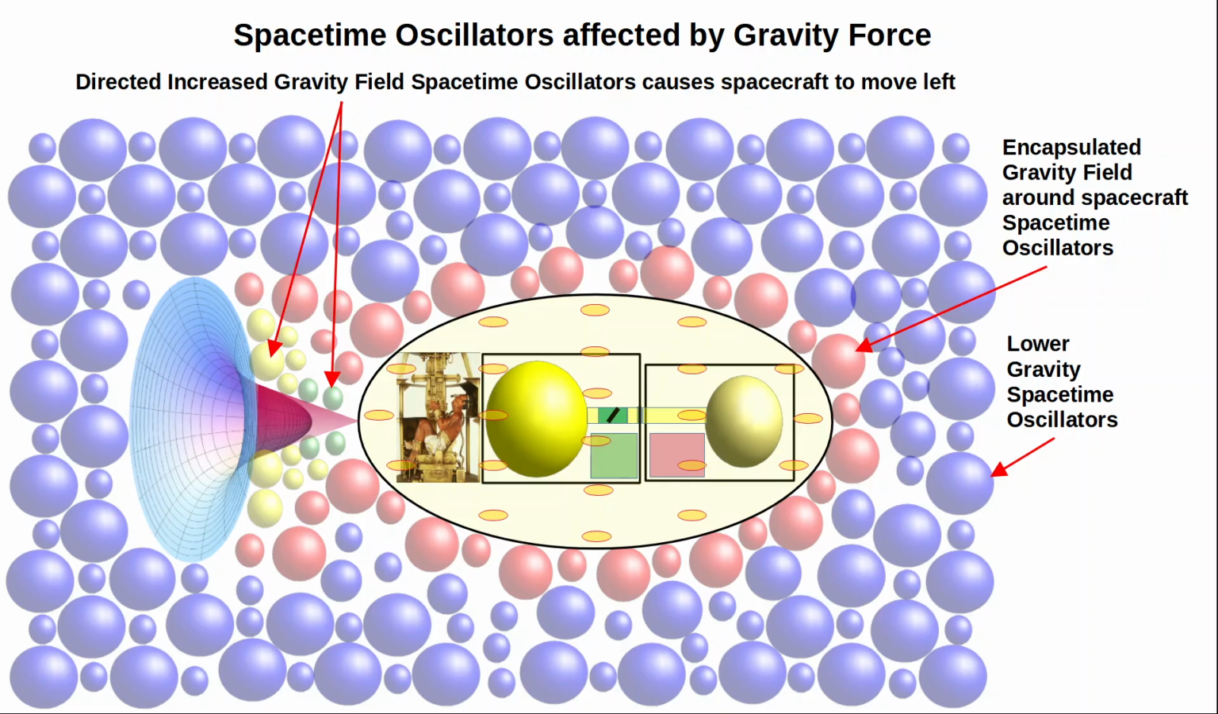So you notice the green oscillators are smaller, so that's a higher gravity source. It's a slower rate of time. And then the yellows are next, and then the red ones would be the gravity field encapsulating the spacecraft, and then the blue oscillators would be the lower gravity oscillator.